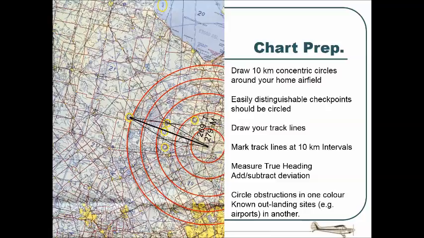Now, the other thing that is a recommended suggestion is to circle obstructions in one color and known landout sites, such as airports, in another. So maybe get a green pen and circle the good landout points that you know along the way. And then maybe use red to circle the obstructions, things like that. It's really about figuring out what altitudes you need, what are going to be those landmarks, what are going to be those things that you're going to see along the way.